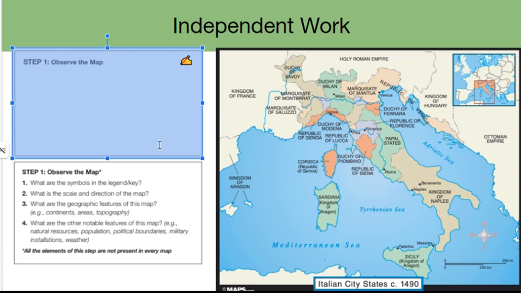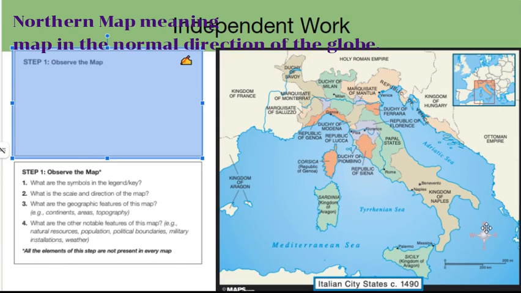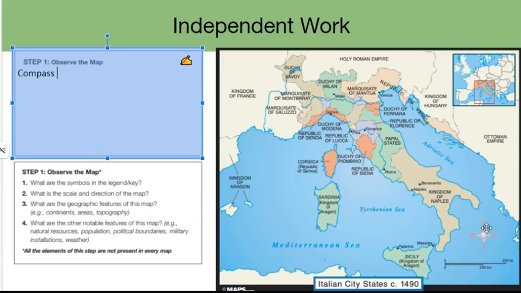Okay, next. What is the scale and the direction of the map? Well, the scale is down the bottom. That's our scale on the bottom, 200 kilometers. Okay, and we have the compass rose up here. We see that it's pointing north. So it is a northern map. Scale, compass rose pointing north.